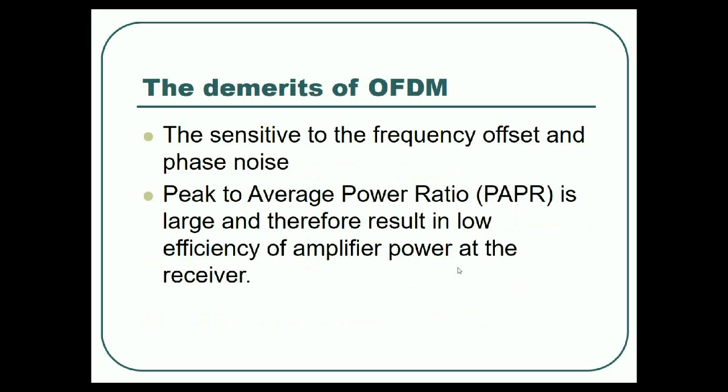The disadvantage of OFDM is that it is very sensitive to frequency offset and phase noise. Also, the peak to average power ratio is large, and therefore results in low efficiency of amplifier power at the receiver.